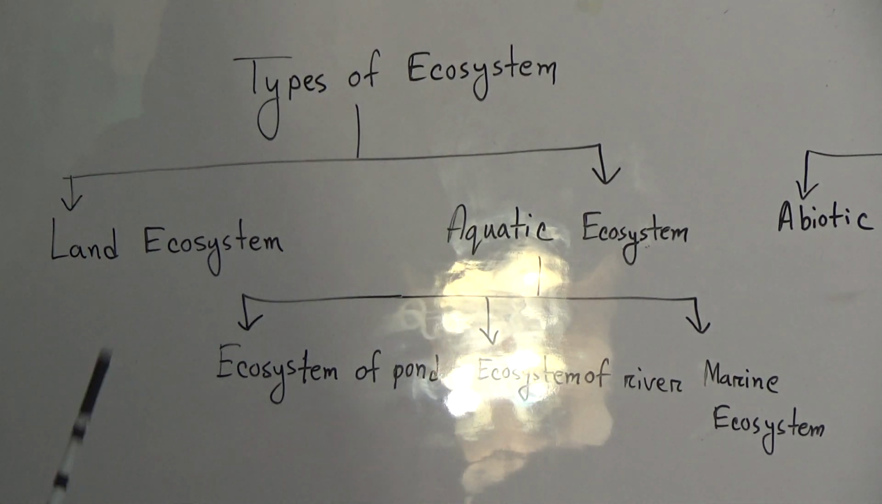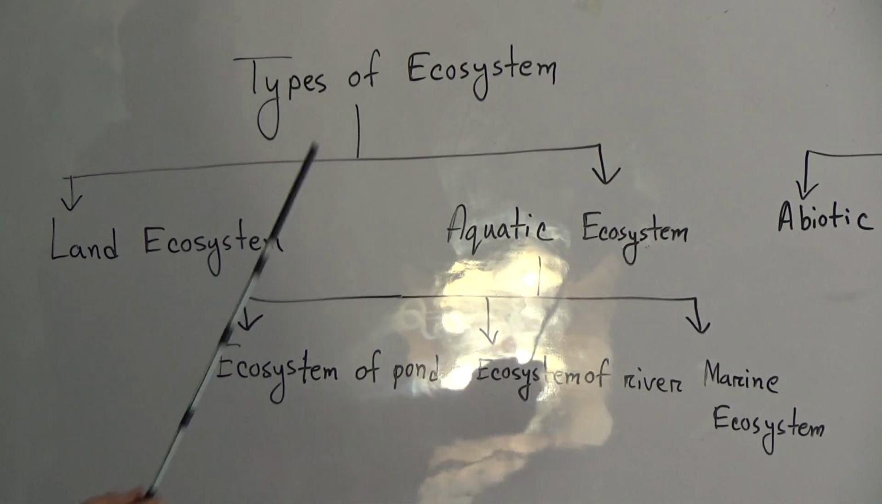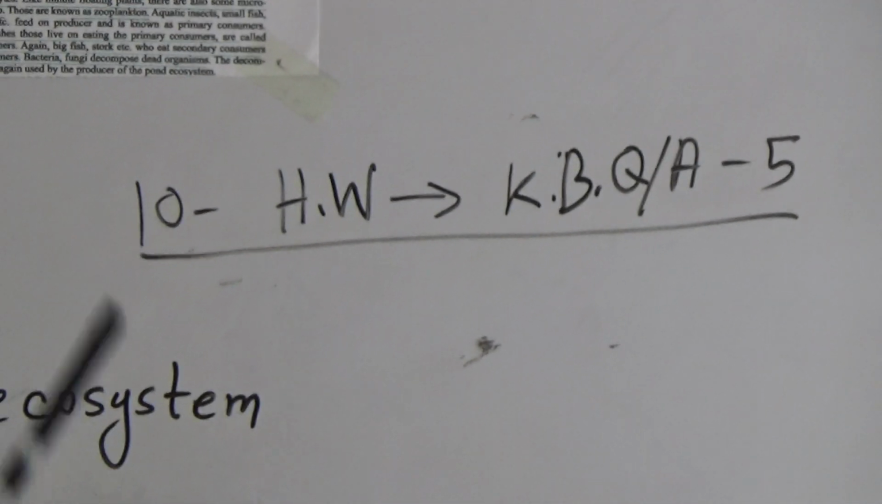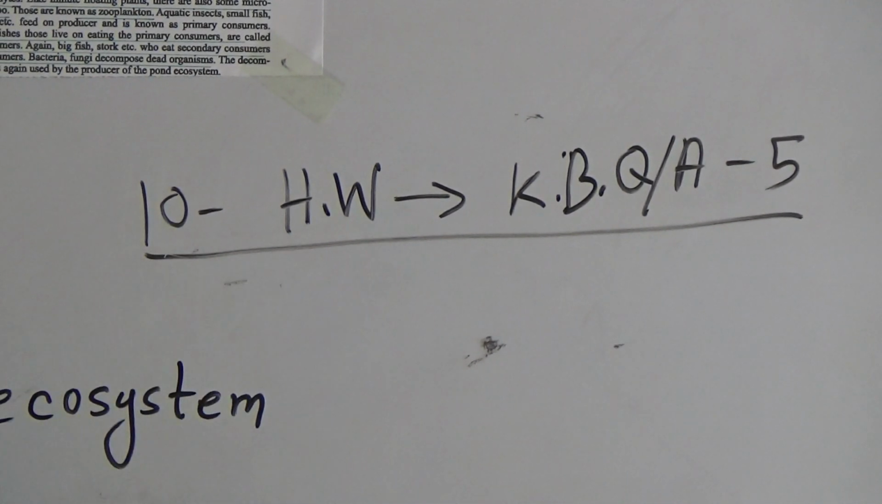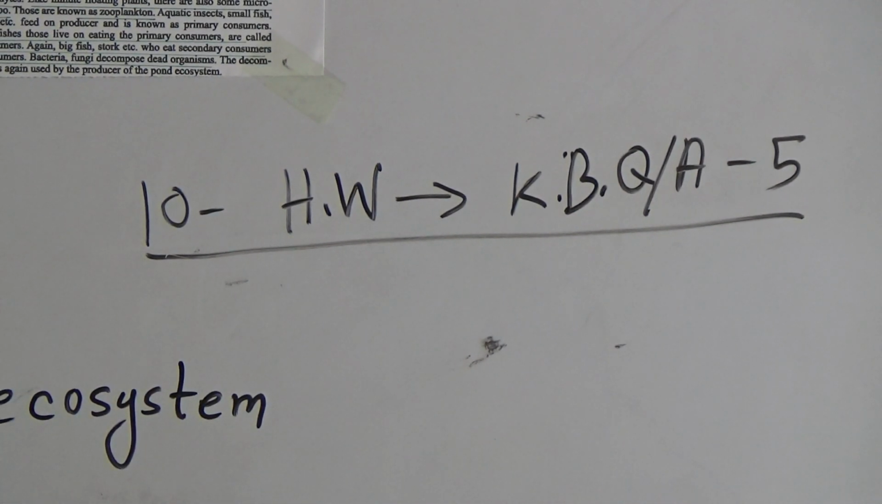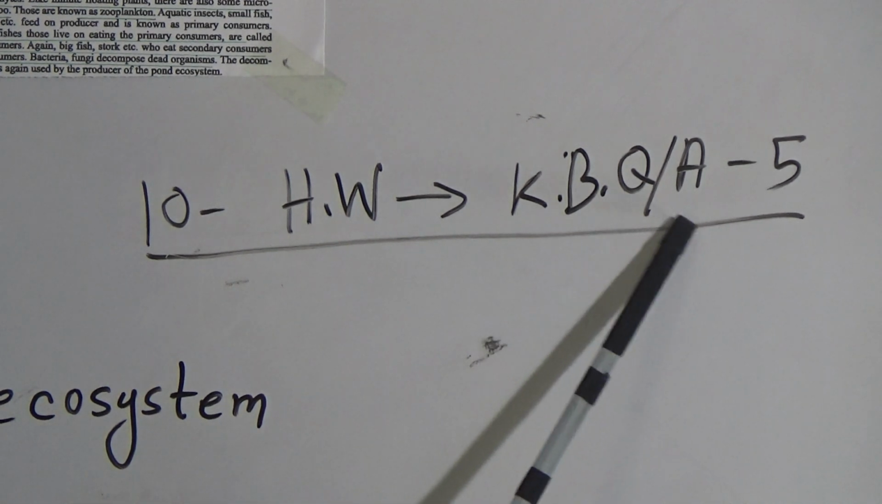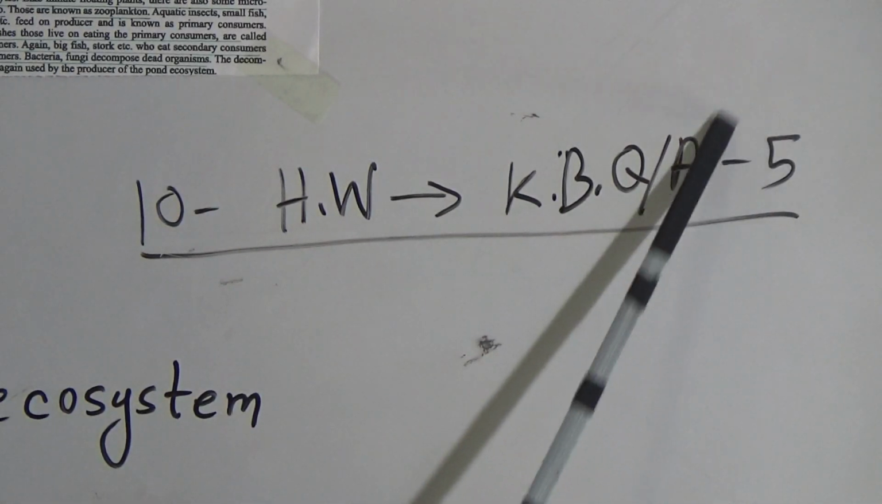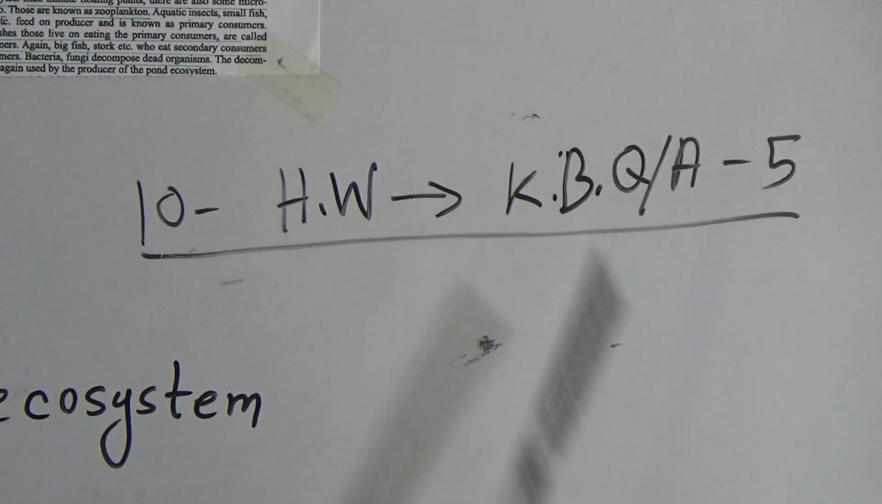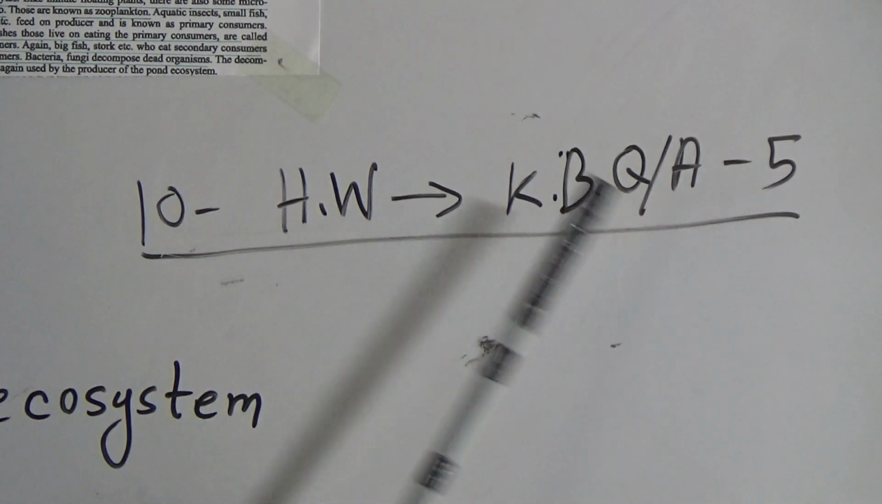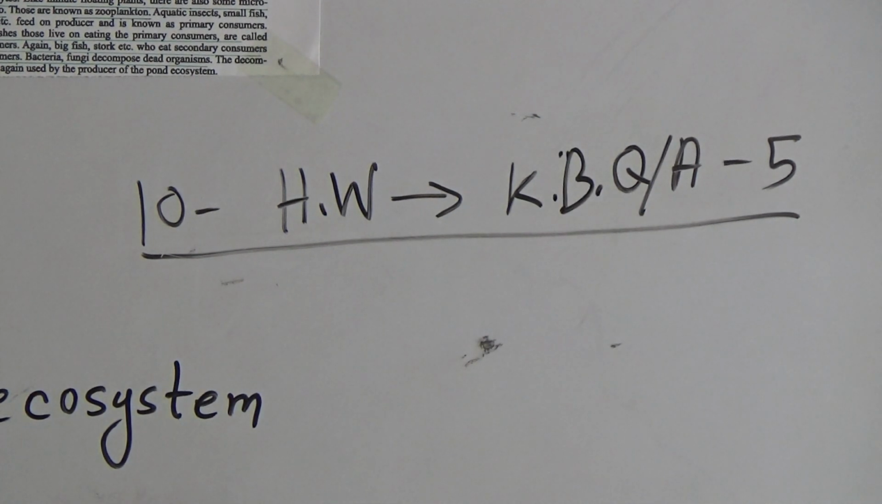So dear students, I have finished my today's topic. Now HW. Now I will give you HW. Our today's HW number is 10 number HW and your HW will be knowledge based question and answer 5. That means you have to make 5 knowledge based question and answer based on this lesson, that means lesson 1 to lesson 5 up to here.